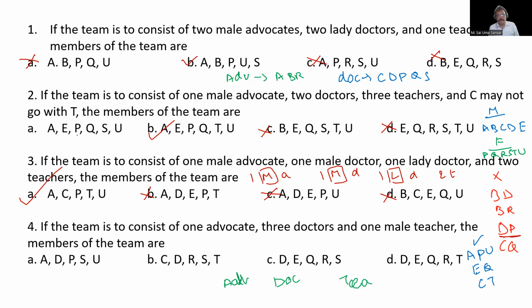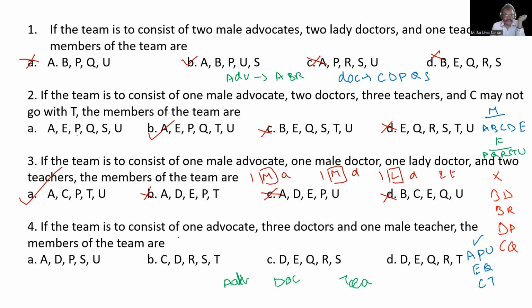D and P cannot go with each other. B and R cannot go with each other. B and D cannot go with each other. So what is the answer? Option A is the correct answer. Next, go to the fourth one.